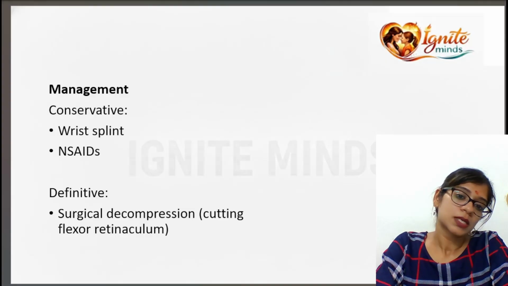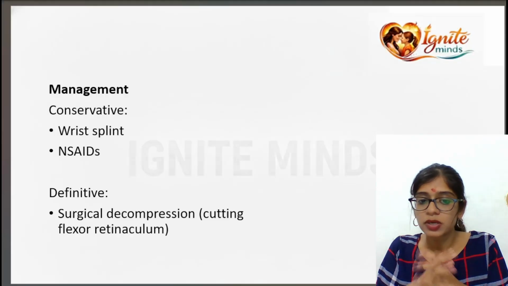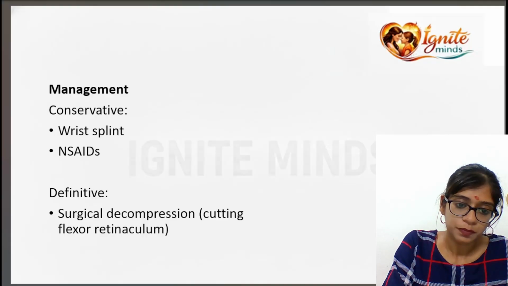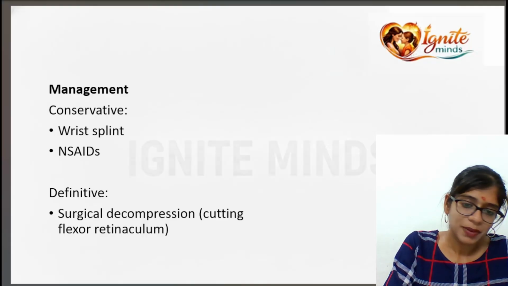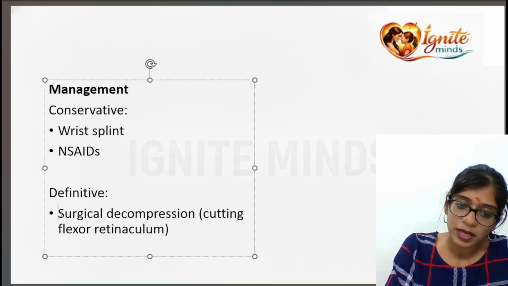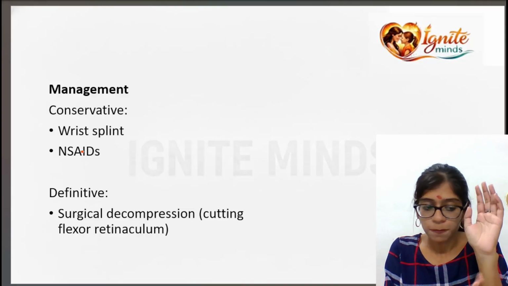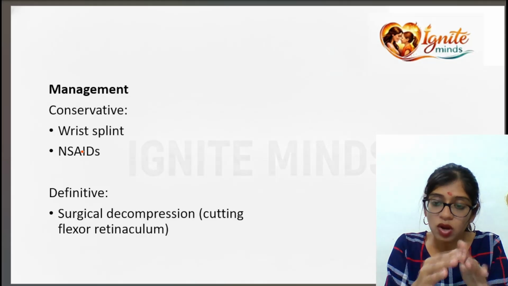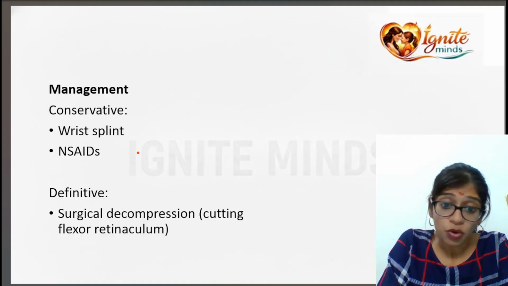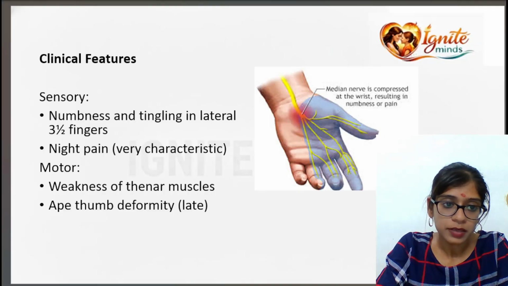And management: see, first you tell the patient, suppose he does a lot of repetitive movements, a lot of typing, you tell the patient to take rest. Conservative treatment, we give splints and painkillers. And if the symptoms are not subsiding, then we can go for surgical decompression. Here, what we do is cut the flexor retinaculum, the roof, so that the space is not very narrow. There is increased space for all the structures to pass, and the median nerve is no more compressed. Understood? So these are the important points about carpal tunnel syndrome.